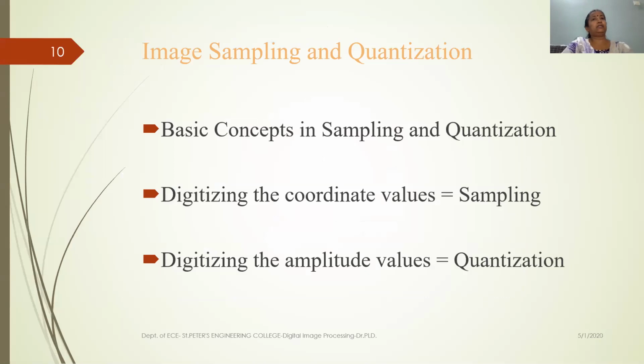So the basic concepts in fundamentals are sampling and quantization. After capturing, sampling and quantization are the next processing steps. What is meant by sampling and what is meant by quantization? Digitizing the coordinate values like x, y is called sampling. Digitizing the amplitude values, like the f amplitude, is called quantization.